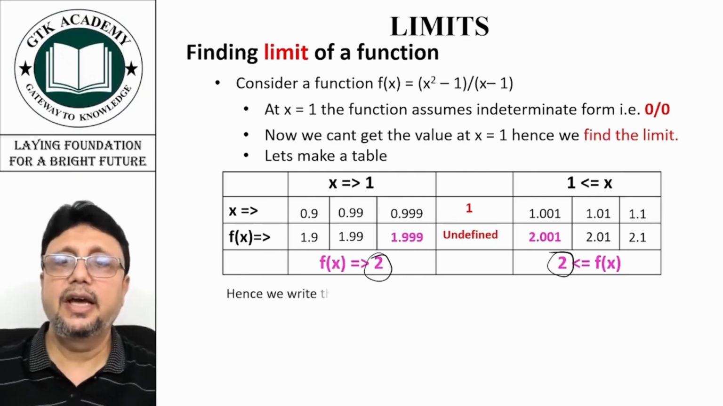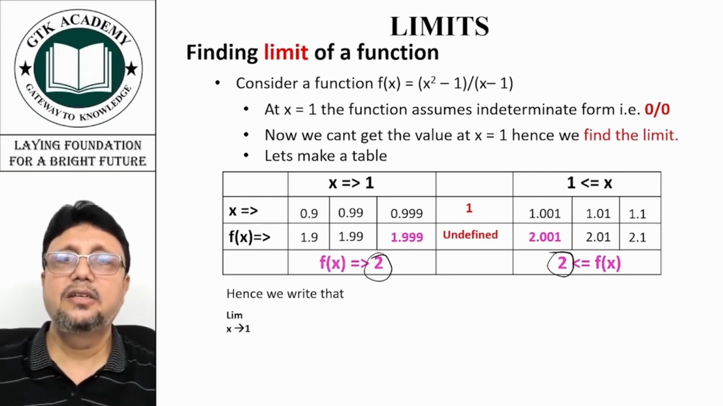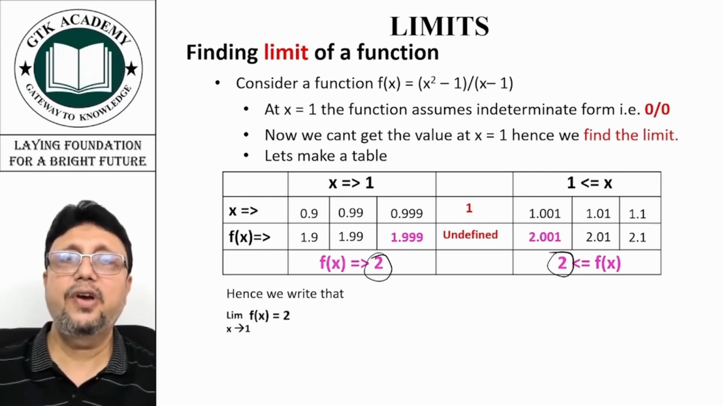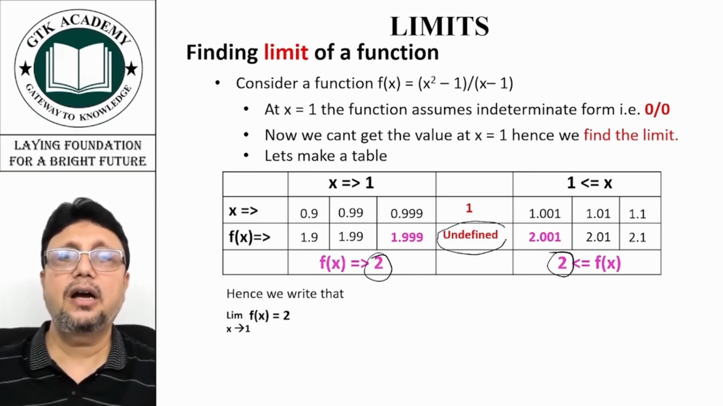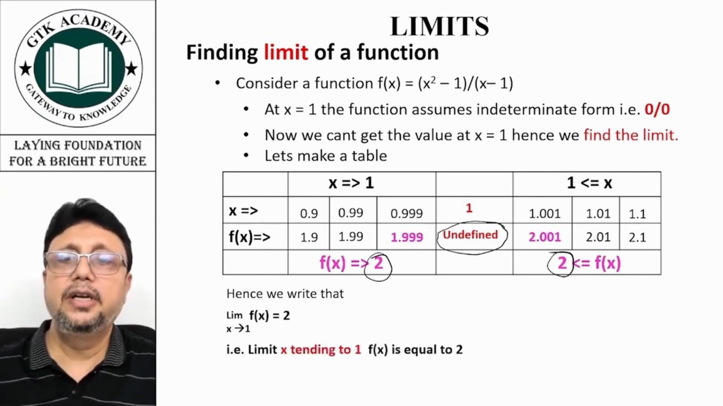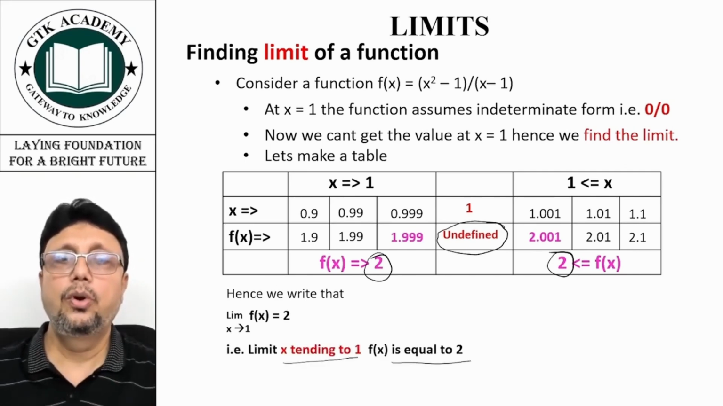Hence, we say that, we write like that, limit x tending to 1, fx is equal to 2. That means as x tends to 1, it has not become 1. It is not equal to 1, because if x is equal to 1, we already have said that function is undefined. As x tends to 1, fx is equal to 2, and we write it like that, limit x tending to 1, fx is equal to 2.